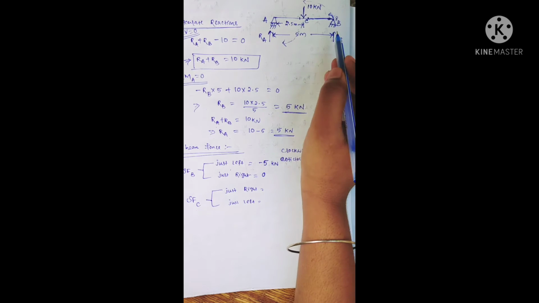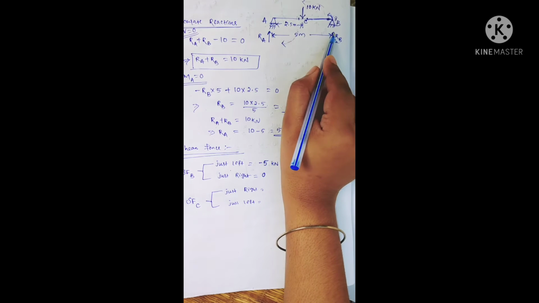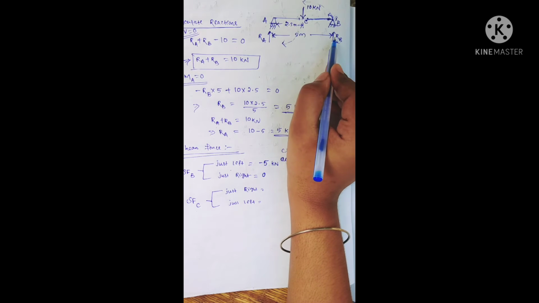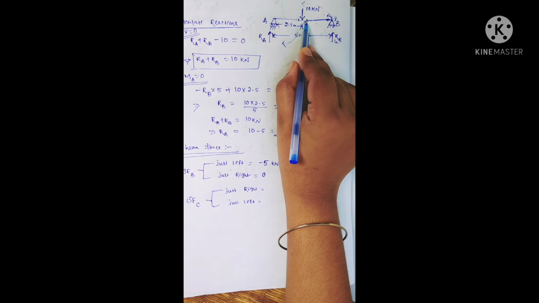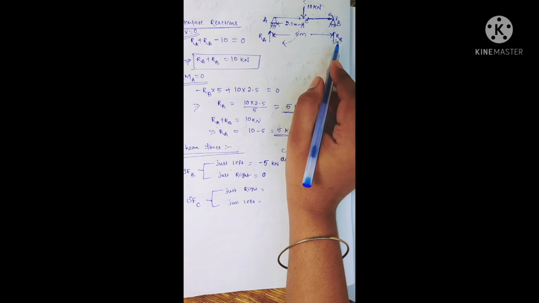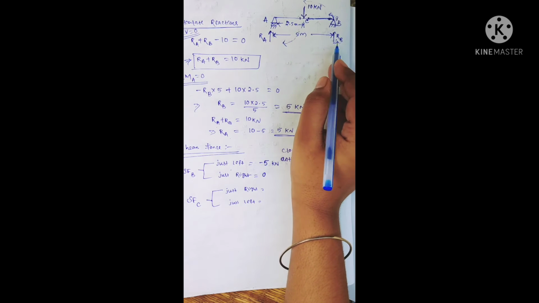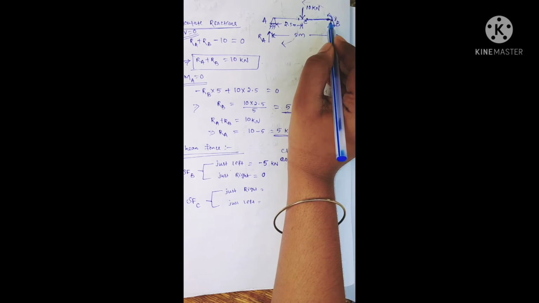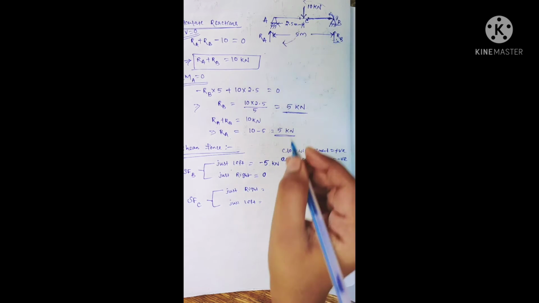We have to see either the left of the section or the right of the section, and here we will see the right of the section. So here only one force, that is RB, is acting, so from that point you have to consider only that reaction. Okay, so RB will be 5 kilonewton, and at point C, what is the shear force? Shear force will be 5 kilonewton.